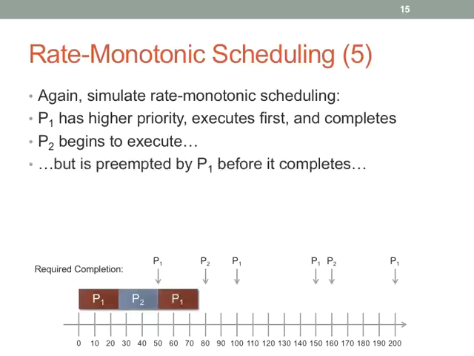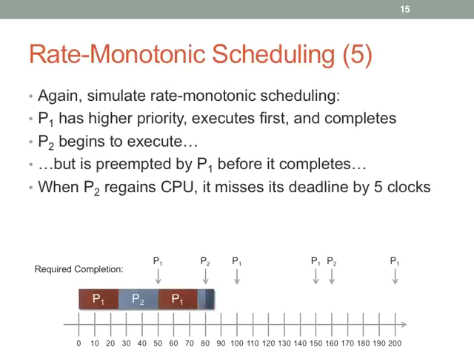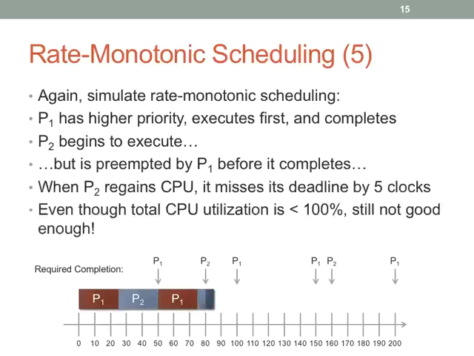So P1 runs to completion because it's highest priority, and it's going to hit its deadline. But now notice we only have 5 clocks left to get 10 clocks of work done. So P2 is going to miss its deadline, which makes us sad. Well, I suppose specifically it makes P2 sad. It's interesting that in this situation, even though we have a CPU utilization that's less than 100%, we still can't guarantee that these processes will all hit their deadlines using rate monotonic scheduling. This is a pretty interesting result.